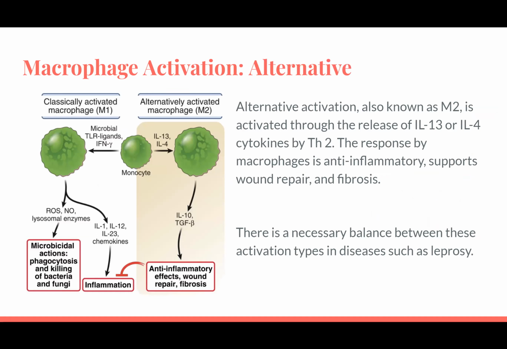The second macrophage activation is alternative activation, also known as M2. This is activated through the release of interleukin-13 or interleukin-4 cytokines by Th2. The response by macrophages is anti-inflammatory and supports wound repair and fibrosis. There is a necessary balance between these two activation types in diseases such as leprosy.